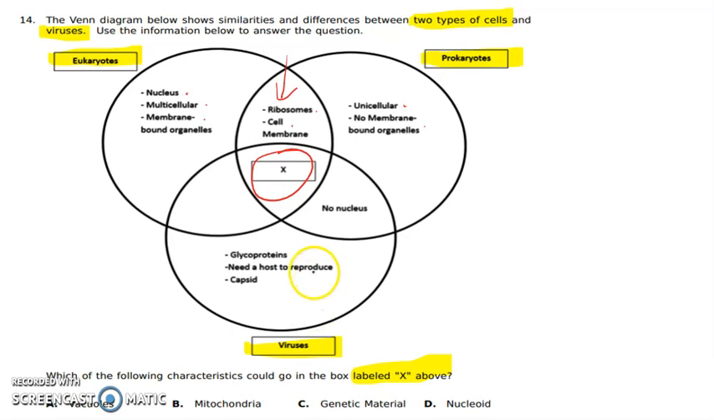Now looking down at viruses, viruses have a structure called glycoproteins on the outside of their capsid, and that's going to be used to help with attachment to a host cell. Which takes us right into the next thing. They need a host to reproduce. They have to infect a host. And they have that capsid, that protein bubble, that protein shell that surrounds their genetic material. And something that a virus and a prokaryote have in common is that they do not have a nucleus. They don't have that structure internally that's going to hold all of the DNA in one place like a eukaryote does. So we are looking for what X should be.